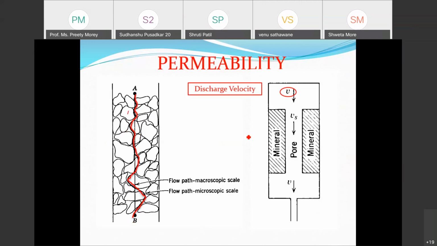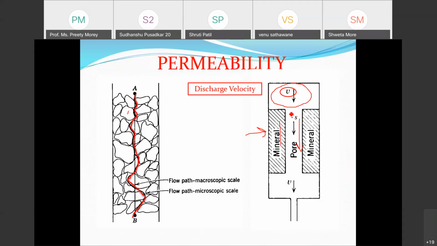This diagram indicates the representation of the void and solid. These are the minerals, so there will be a certain passage. Now, when water is flowing from one direction to the other direction, say water is flowing in this direction, if you look at the velocity of the soil particle, V is here.